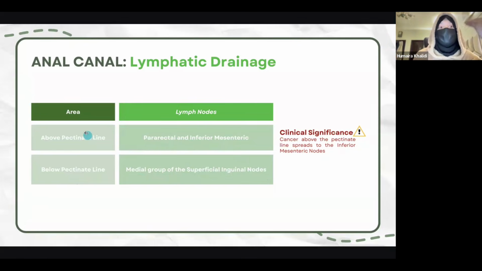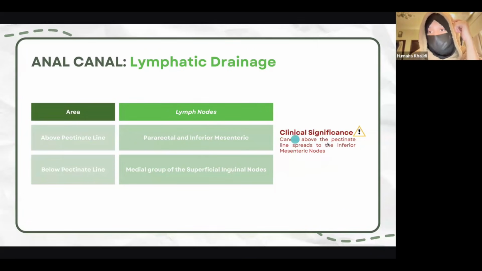Until now, we kept saying that above the pectinate line, everything is superior, upper, and whatnot. If you notice here, you have inferior written. So above the pectinate line, although it's the upper half, it is the inferior mesenteric lymph nodes. Please keep this in mind. And then below the pectinate line, you're going to have the medial group of the superficial inguinal nodes. Again, keep this in mind.